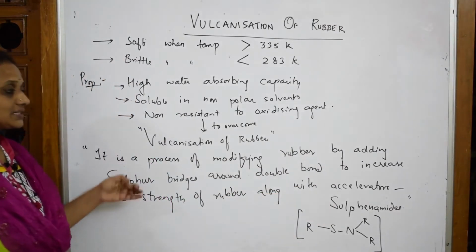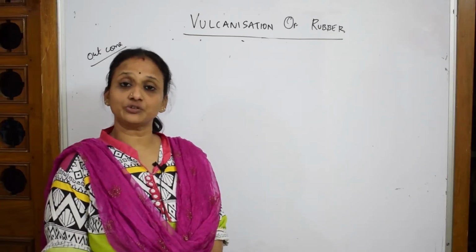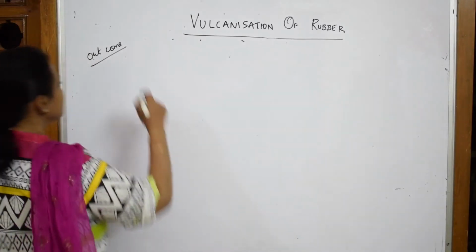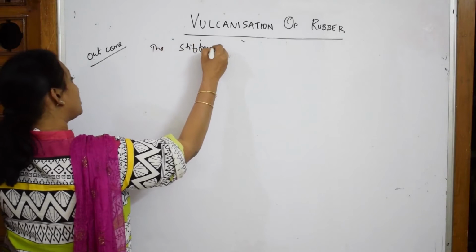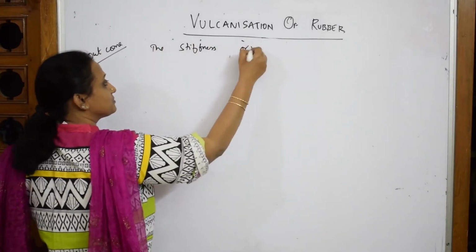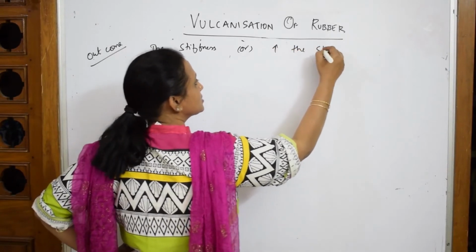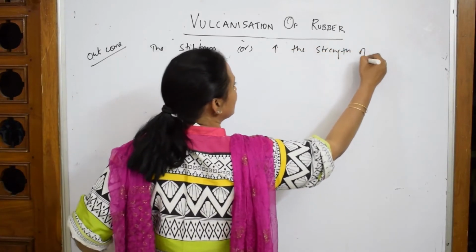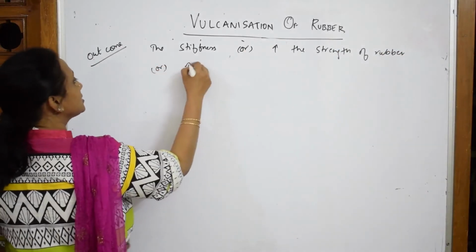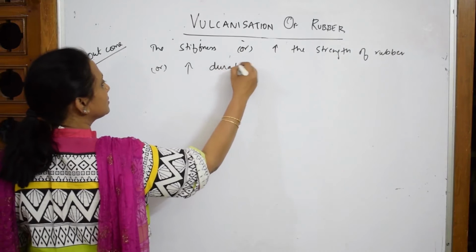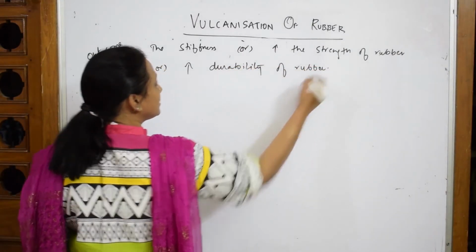Done. So let us come back and see where we are. Because of this, the stiffness or the strength of the rubber increases. So let us write, because of vulcanization, it increases the strength of rubber. Okay, the durability of rubber, or increases durability or the strength of rubber. Okay, done.